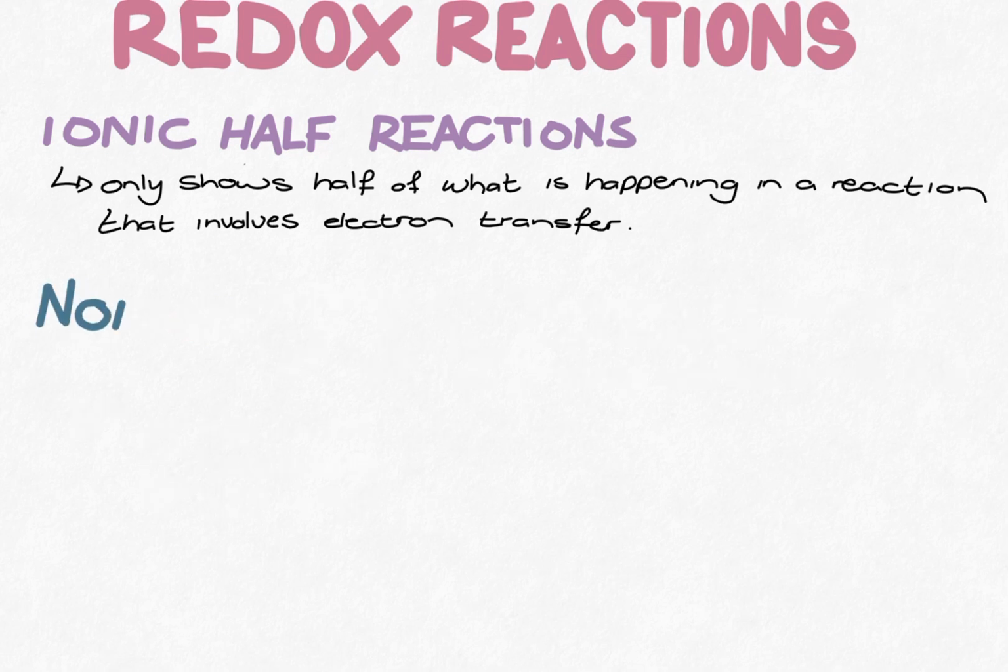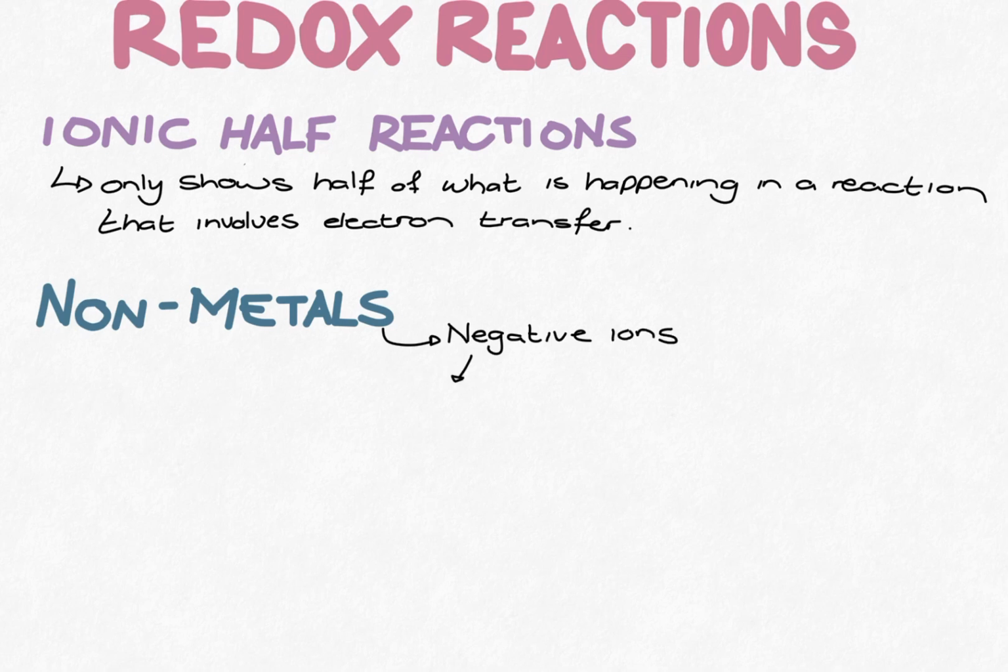Next, we have our non-metals. Now, our non-metals are typically negative ions like chloride, bromide, and hydroxide. But there's one exception to this rule, and that's hydrogen, which has a positive charge. Let's have a look at a few examples. So the first example that we're going to have a look at is hydrogen.